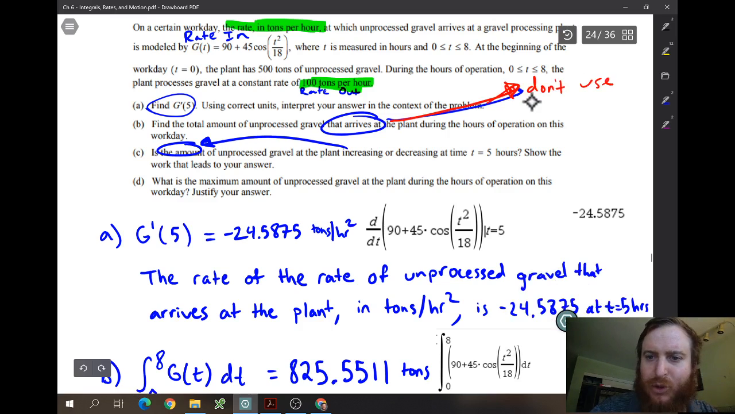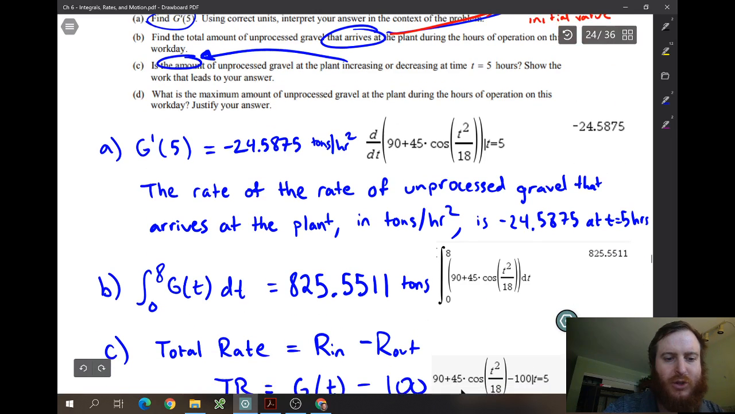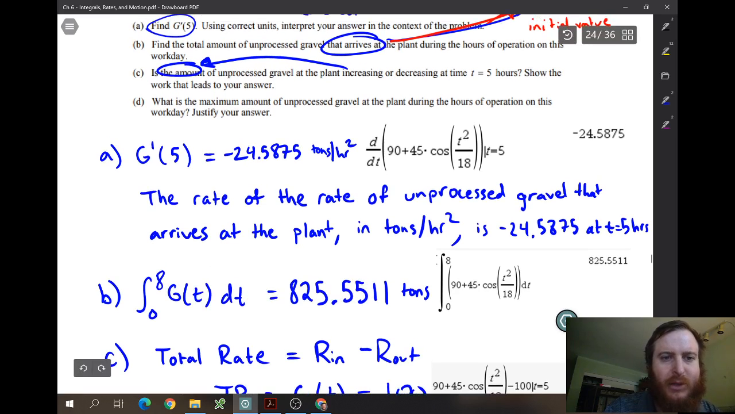And we don't need both the rate in and the rate out, right? We just take the integral of the arriving. So in this case, that's just going to be the integral from 0 to 8 of g of t, and we get 825.511. Now C says, is the total amount increasing or decreasing?